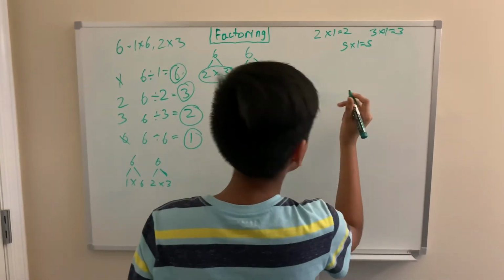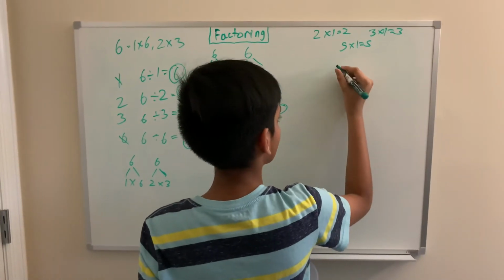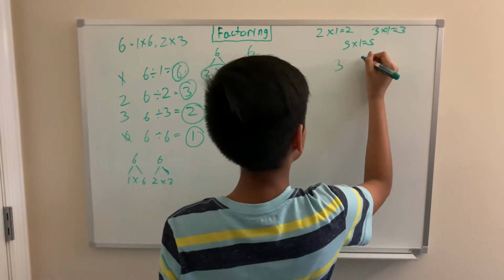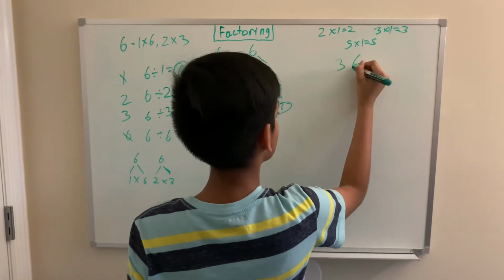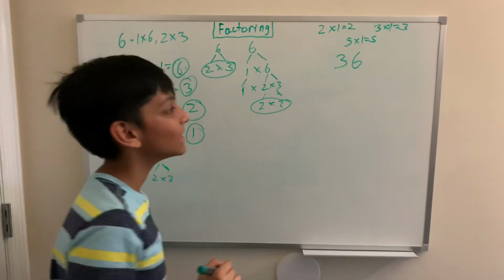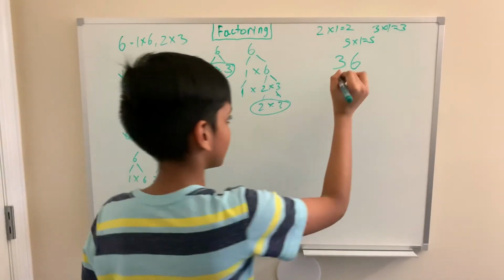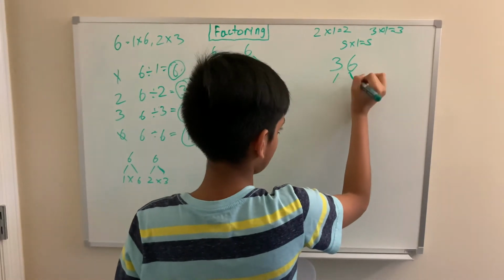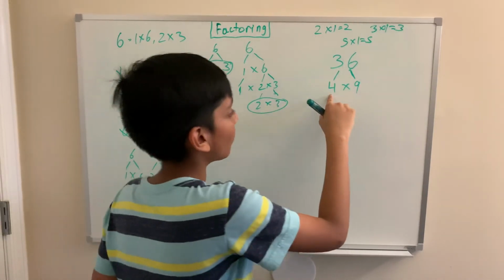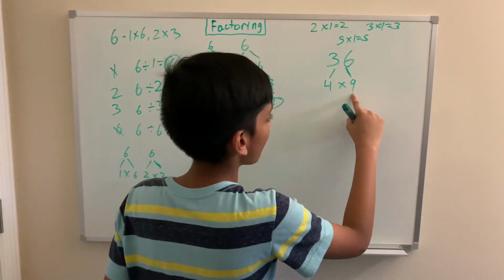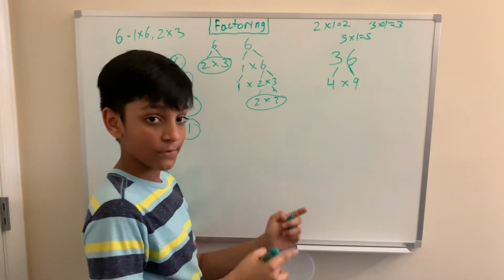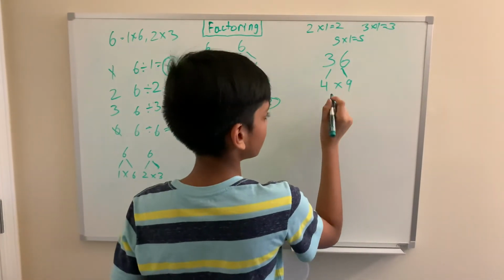Let's use 36. Bigger number, much bigger number. So we know that 36 can become 4 times 9. That equals 36. 4 is not prime. 9 is not prime. So we have to factor them both. So now we factor 4.